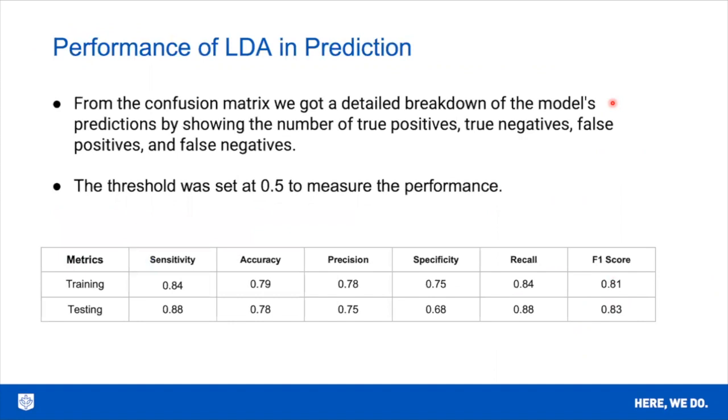After this, we see the performance metrics of LDA. We can see the sensitivity for training is 84% and for testing is about 88%. Accuracy is around 79%, with an overall F score for training of about 81 and for testing about 83. The F1 score is a harmonic score, and the threshold value was set at 0.5 to measure the performance.